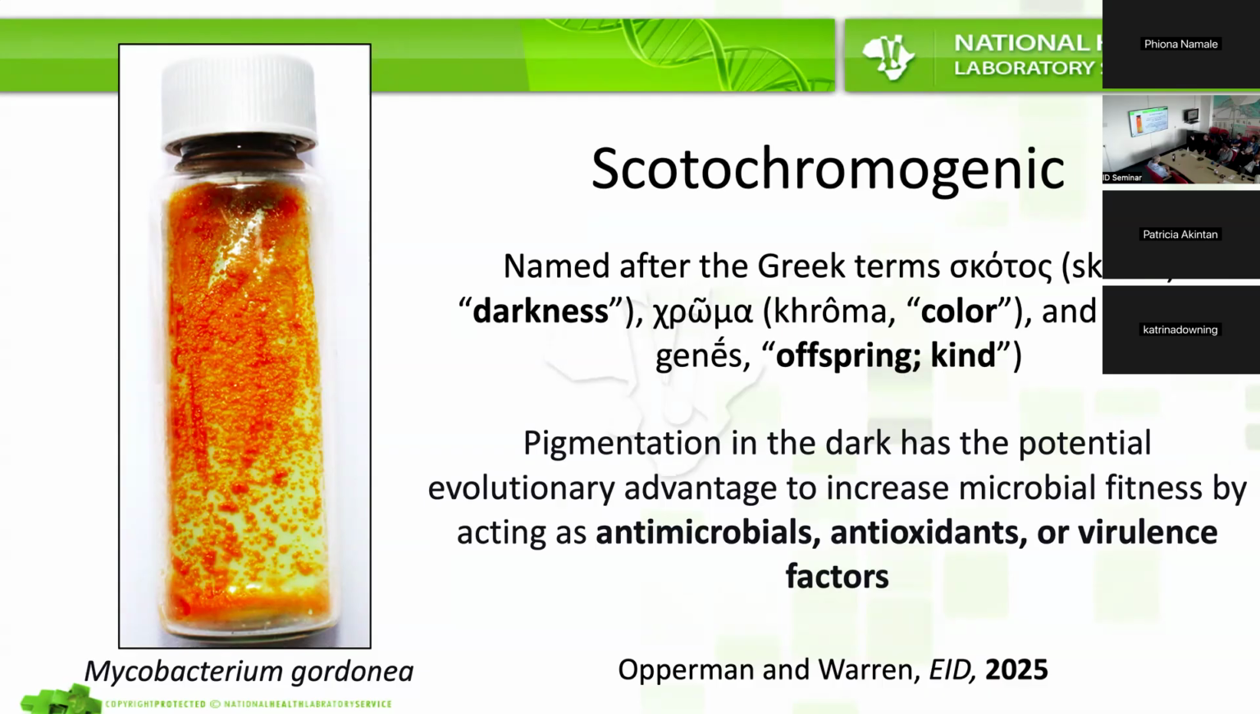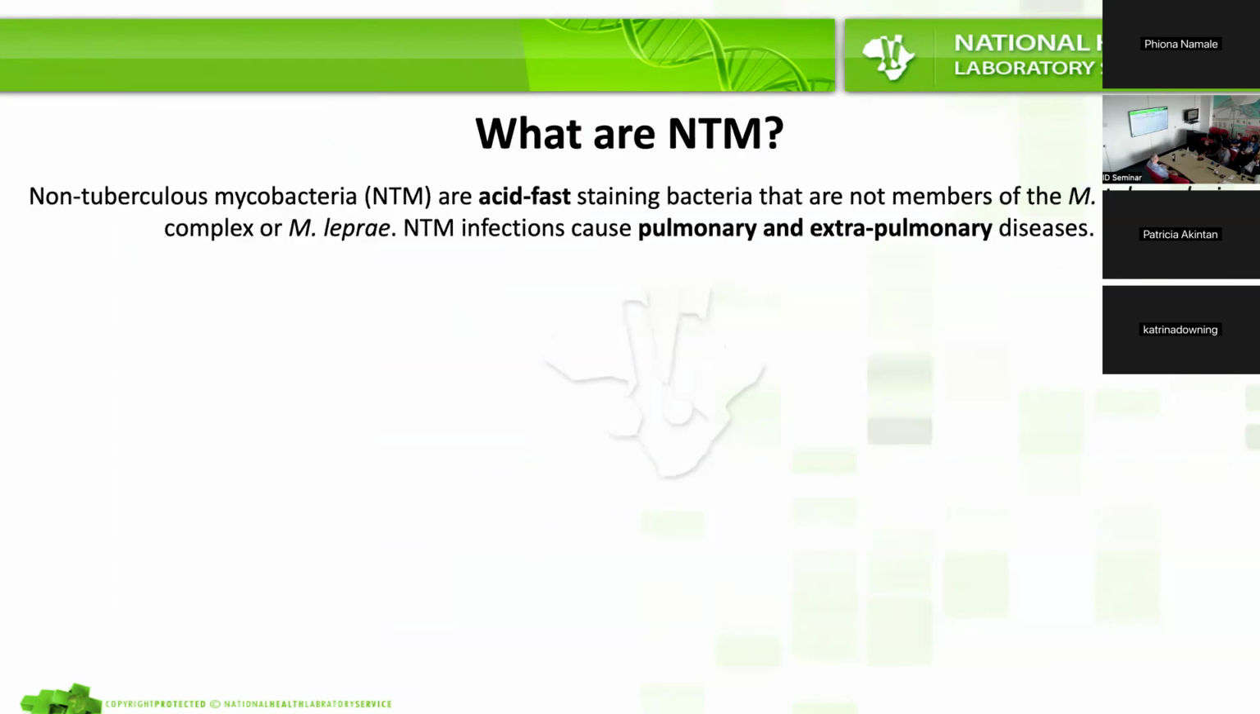We know some of them are scotochromogenic, scoto obviously meaning darkness, chroma meaning pigmentation, and genic meaning offspring or formation. It's believed that this pigmentation in the dark can also play a role in their virulence and antioxidant potential.